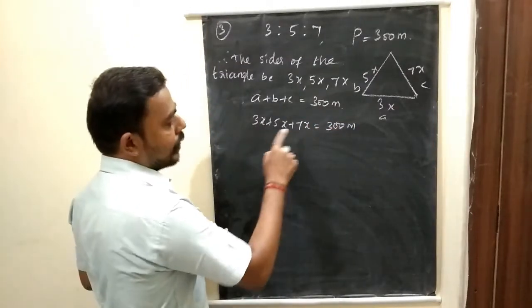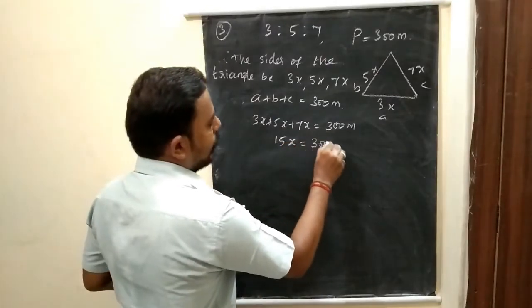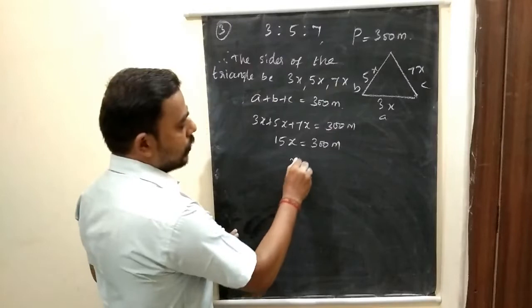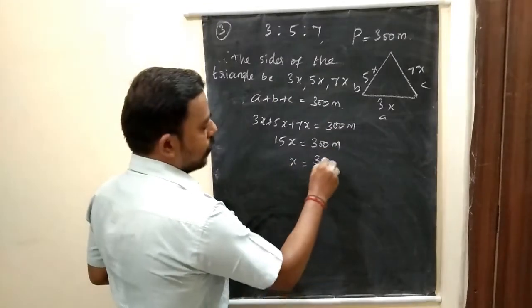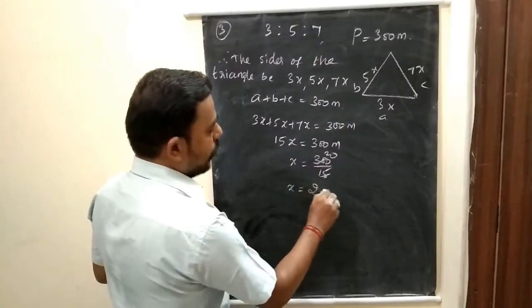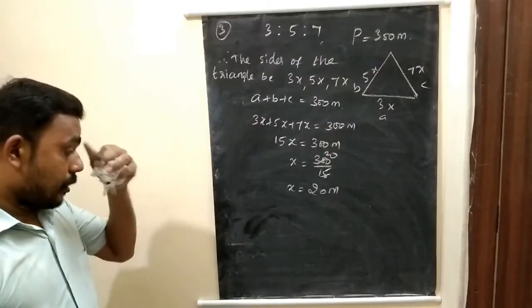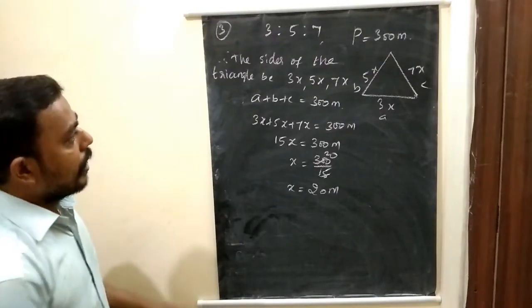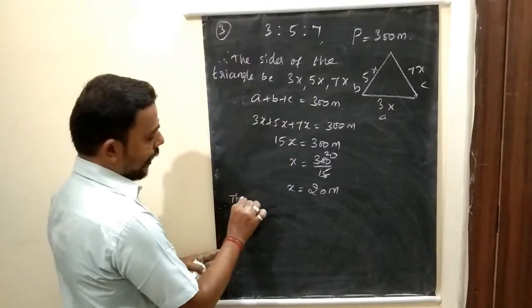So 3 plus 7 is 10, 10 plus 5 is 15x. So 15x equal to 300 meter. So x equal to 300 divided by 15. So 2 15s are 30, 20. So x is equal to 20 meter. So now we have x. Therefore, I am going to consider the sides of the triangle.